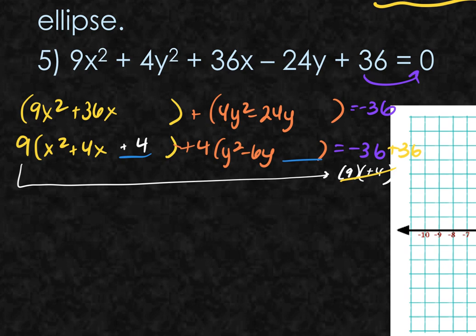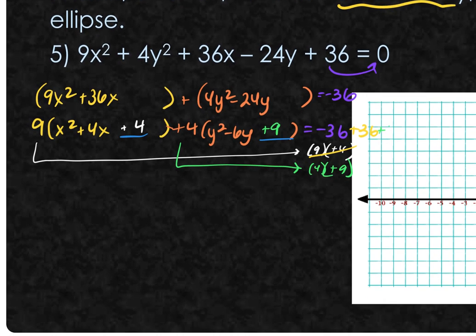Repeat that process for the y. Take the 6, divided by 2, it's 3. 3 squared is 9. Add the 9. Before I add it to the other side, I have to multiply it by 4. So I'm adding another 36.